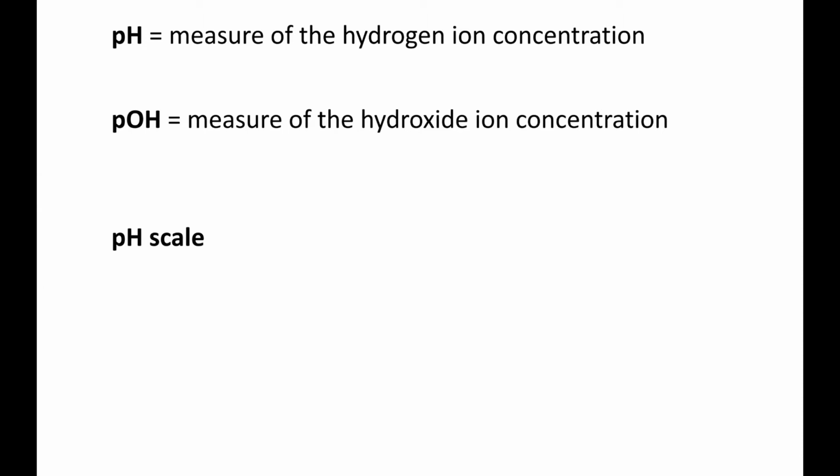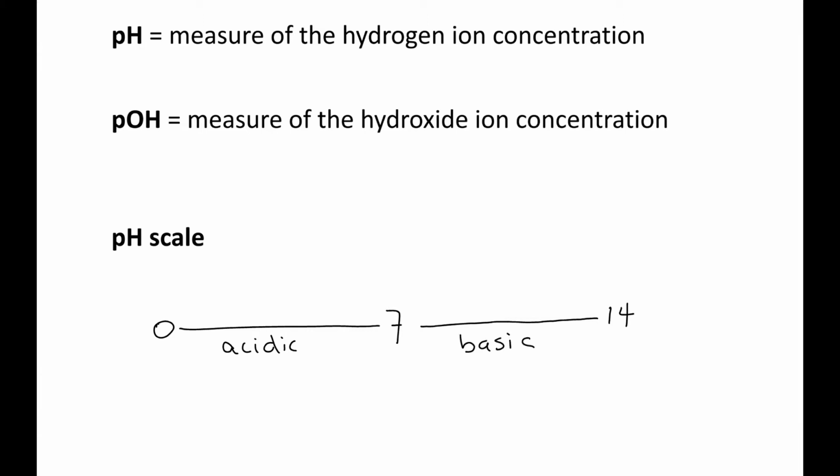So let me draw it for you. So we got 0, and that goes all the way to 7, and then from 7 to 14. Anything in here is acidic. So anything that's from 0 to 7 is acidic. 7 to 14 is basic. In fact, lemon juice is at a pH of about 3. And then drain cleaner is a pH of about 12. So it's basic.